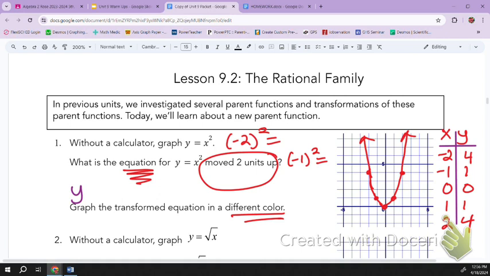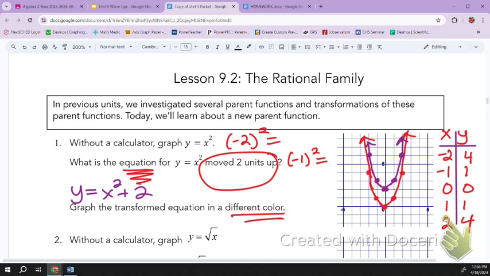The equation would be y equals x squared plus 2. Great, plus 2. And then I'm just going to shift all these points up 2. And then I can sketch that in my new color. Questions about an up or down shift with our parent function?